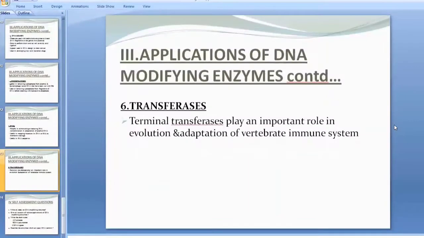So that is about DNA modifying enzymes, types, the overview and applications.